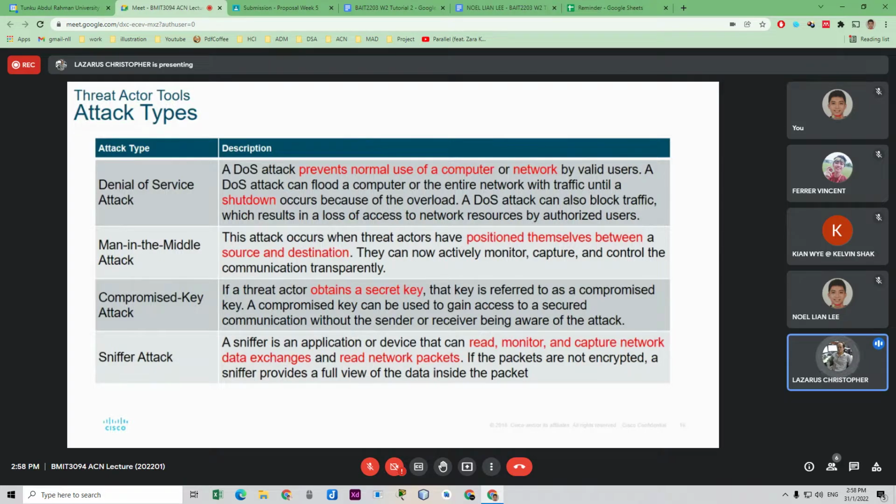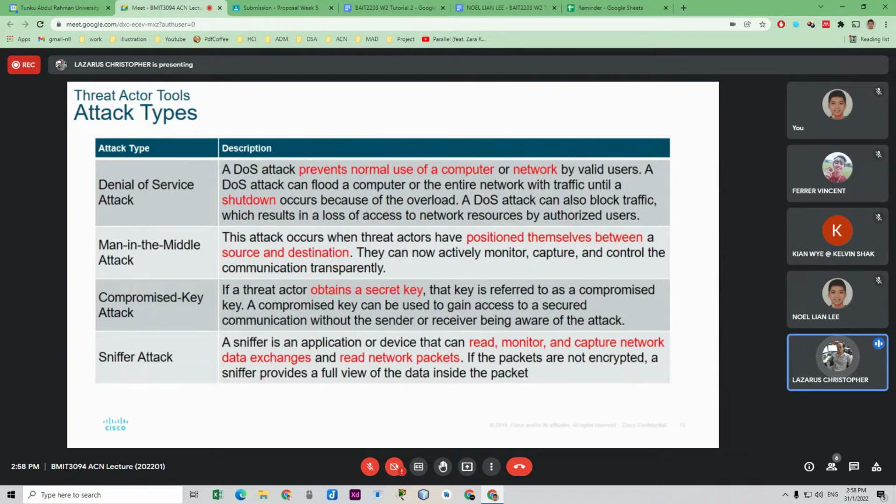And man in the middle attack, the threat actor positions themselves between source and destination. Then, very similar to eavesdropping, now they can monitor, capture, control the communication. Compromise key attack, the threat actor has, I don't know, there's another way for them to get it, but they can get the secret key, right? So that key can now be referred to as a compromised key. Then they can use that key to gain access to secure communication without the sender and receiver being aware of the attack, right?